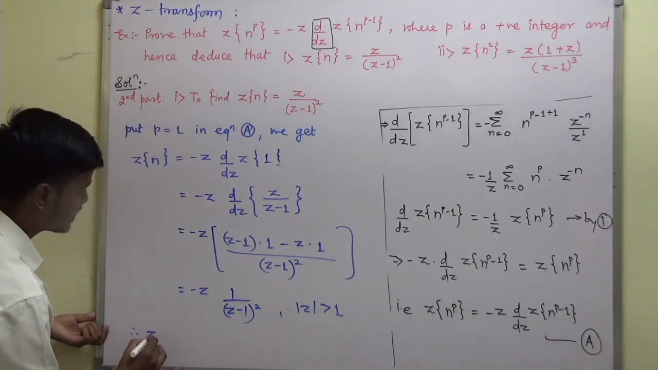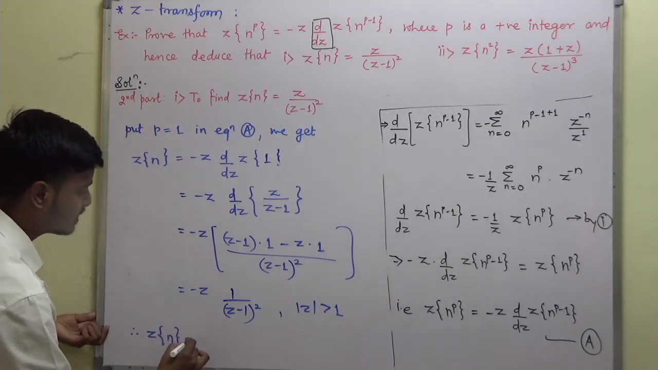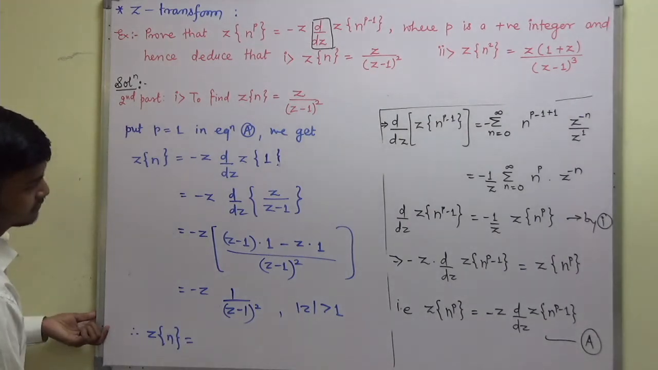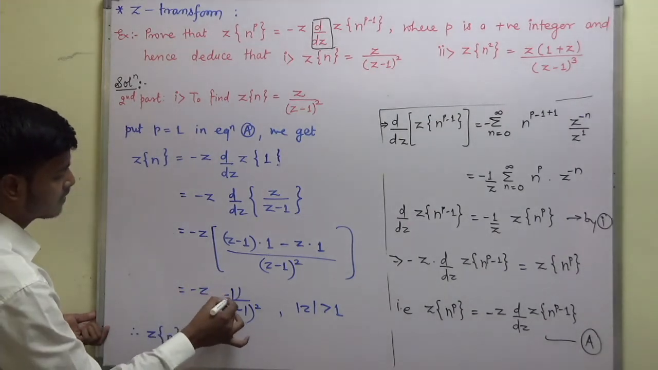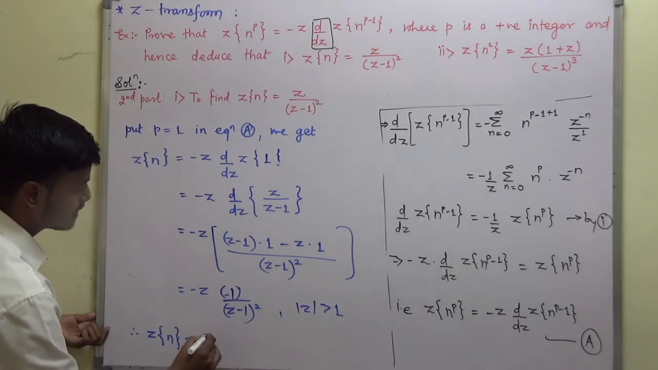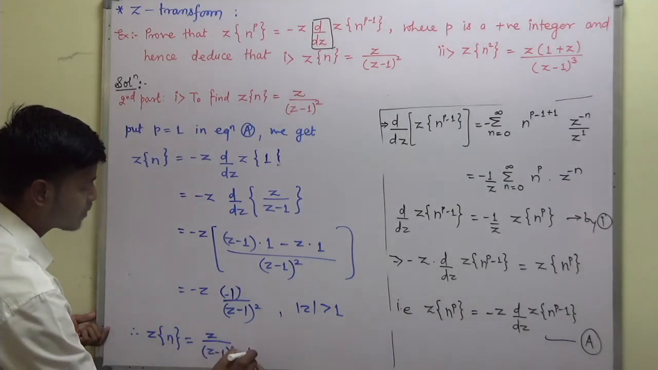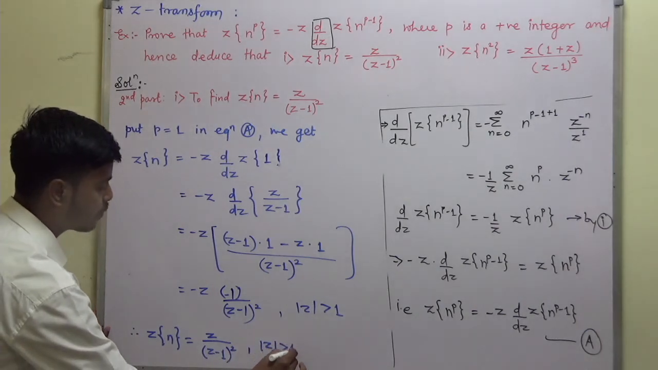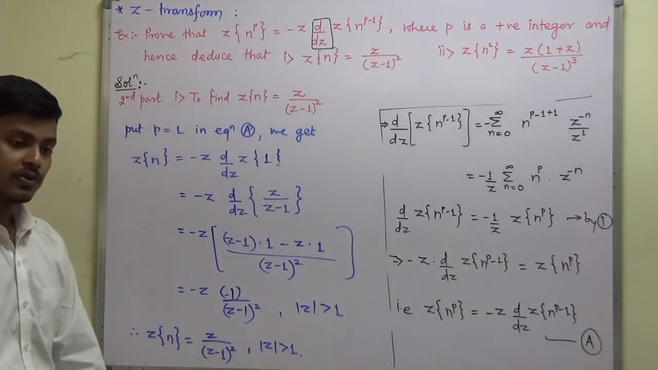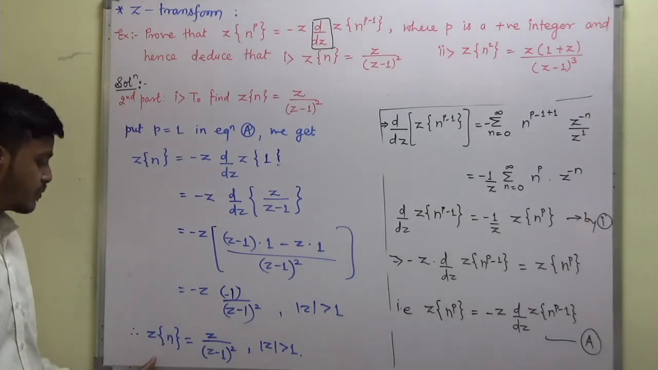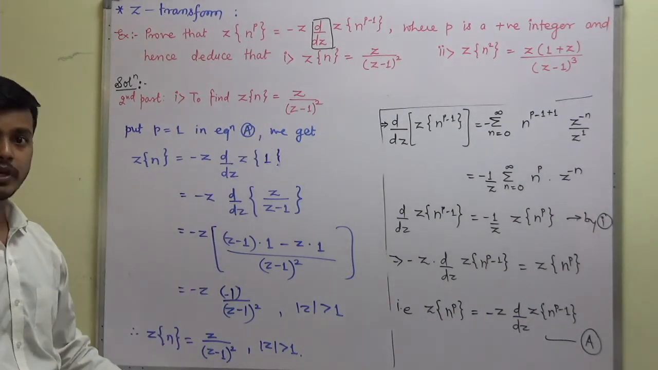Therefore, z transform of n is, this is minus 1 times minus, so this is z upon z minus 1 square, mod of z greater than 1. And it's all done. Okay, z transform of n is z upon z minus 1 whole square.